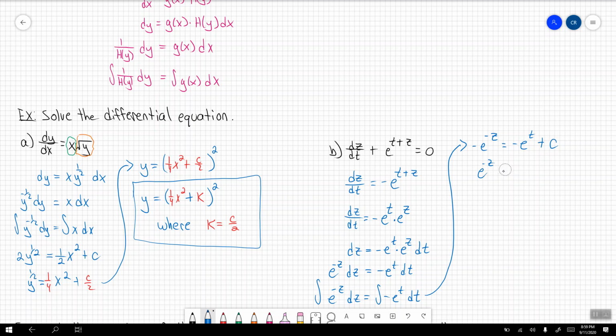So solving for z here, I'm going to multiply by a negative on both sides. Which will leave me e to the z equals e to the t minus c. Take the natural log of both sides. Then we get the natural log of e to the power of t minus c. And then divide by negative. So we now get that z is equal to negative natural log of e to the power of t minus c. And there's your final answer. That's it. We have nothing else for that answer, and we are done with that question.